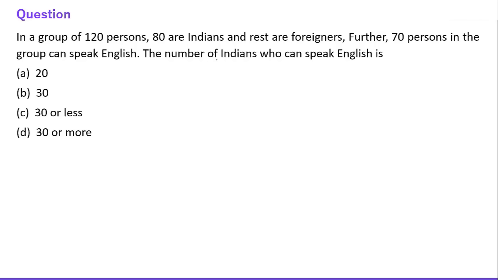The first question says, in a group of 120 persons, 80 are Indians and the rest are foreigners. Further, 70 persons in the group can speak English. The number of Indians who can speak English is... See everyone, 70 persons can speak English, right?